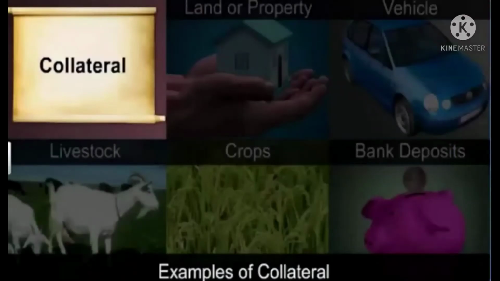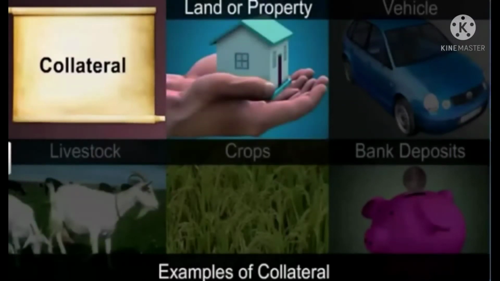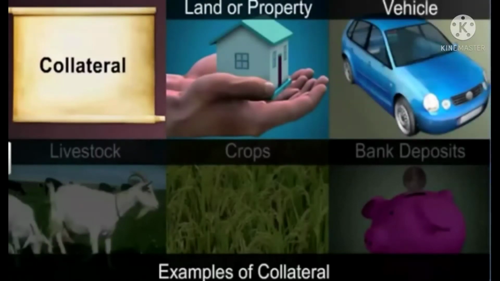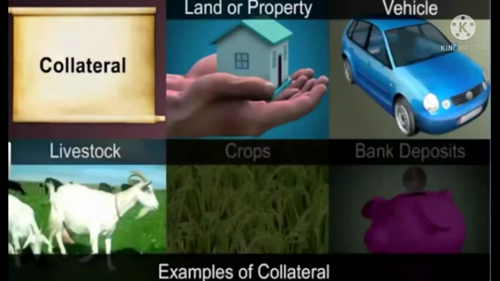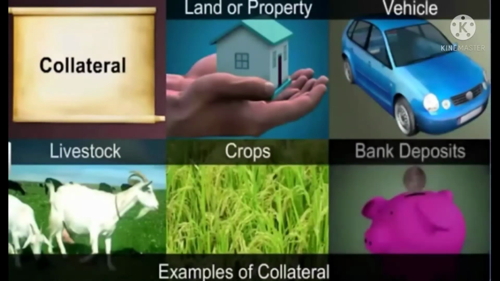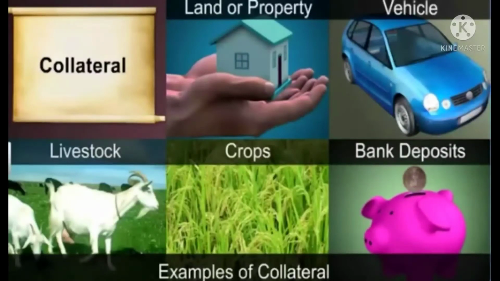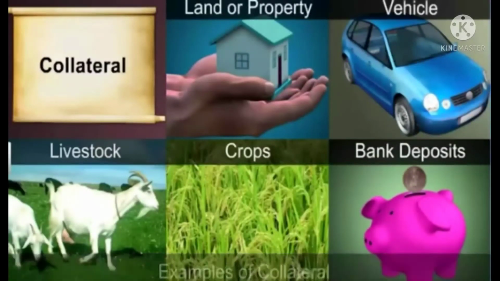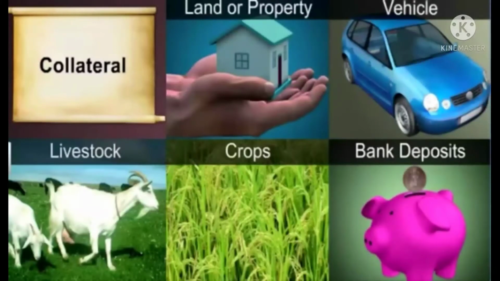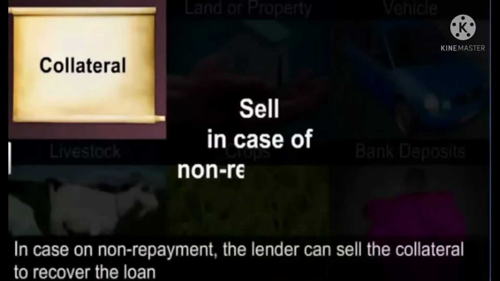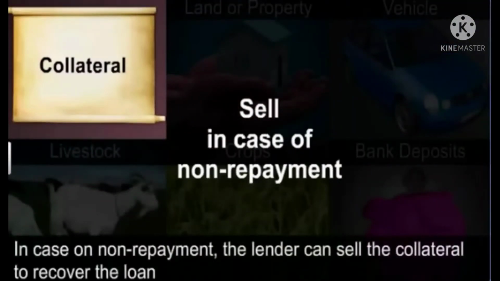The assets that are commonly accepted as collateral against loans are land or property, vehicles, livestock, standing crops, and bank deposits. The lender reserves the right to sell the collateral in case of non-repayment to recover the loan amount.